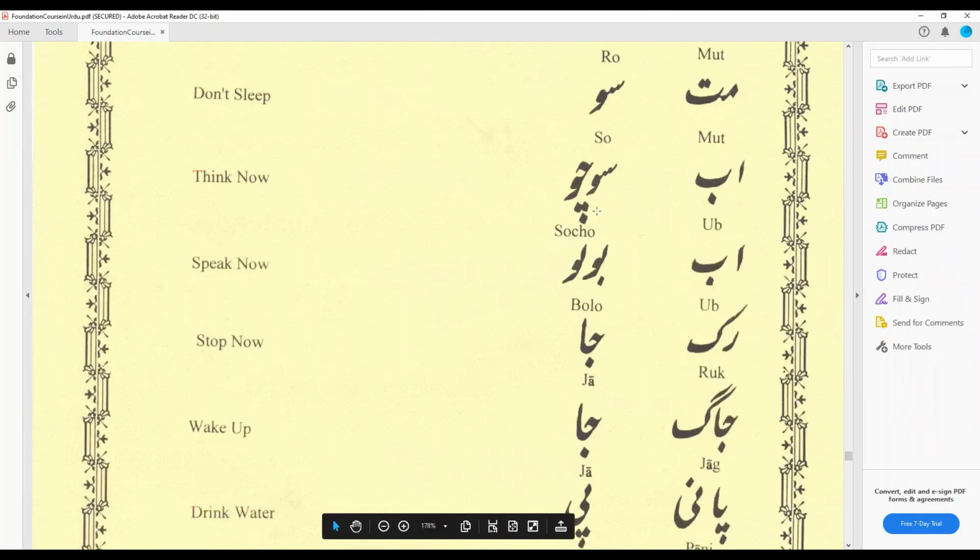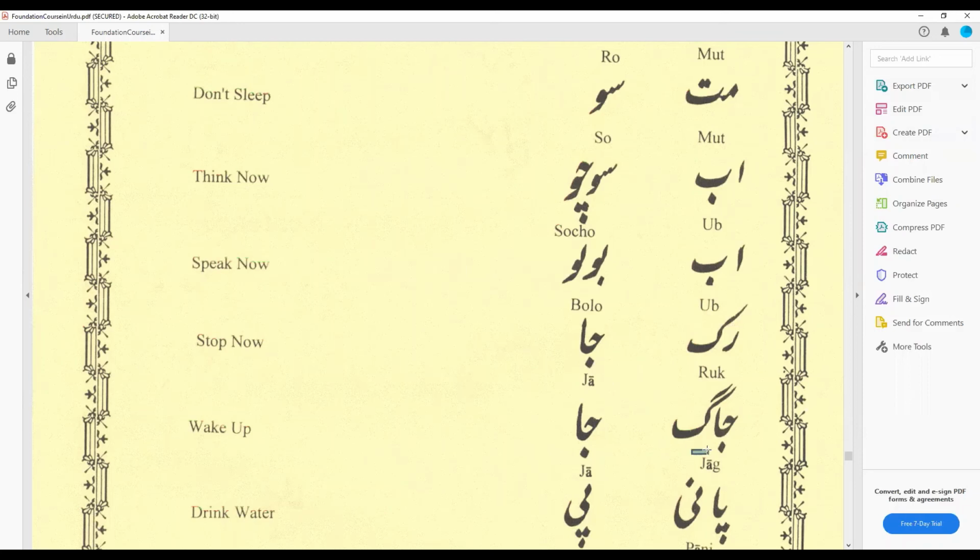Ab socho. Ab means now, socho means think. So in English, think now, ab socho. Ab bolo means speak now. Ruk ja. Ruk ja means stop now. Ruk means stop. Stop now.